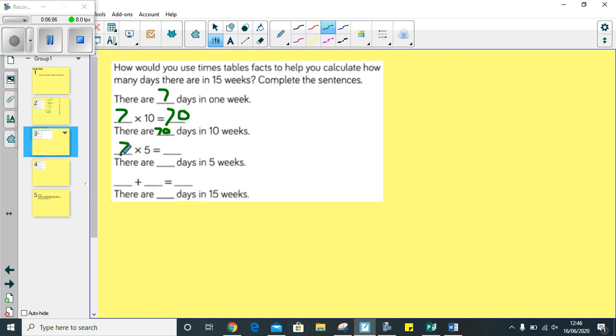How many days are in 5 weeks? 7 times 5 is 35. Then I can take both my answers from there and do 35 add 70 is equal to, so 70 add 30 is 100, add the 5 on, 105. So I know there are 105 days in 15 weeks.